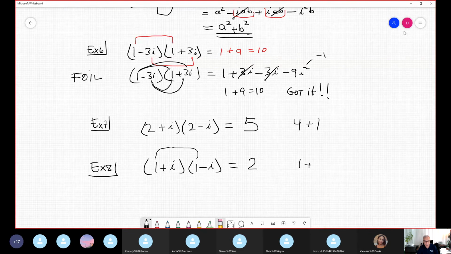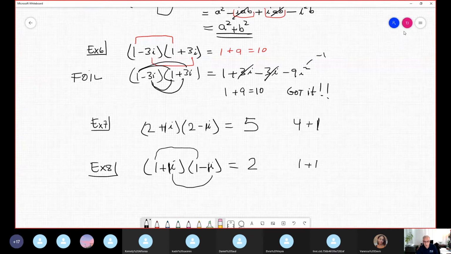Plus, always plus, remember, i times i. I don't care about the i, I care about the coefficients here. Okay, 1. And both, in this case, 1. That is the reason for this 1. 1 plus 1 is 2. Okay, perfectly. You got it.